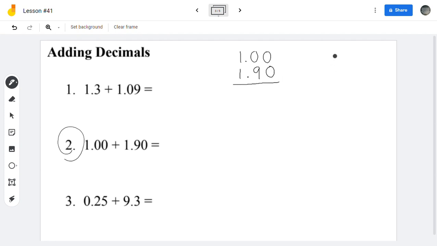You cannot add your decimals like this. You cannot do this because the decimals are not aligned together. It always has to be like this. So now you're just going to add 0 plus 0, 0 plus 9, which is 9, and then 1 plus 1, which is 2.